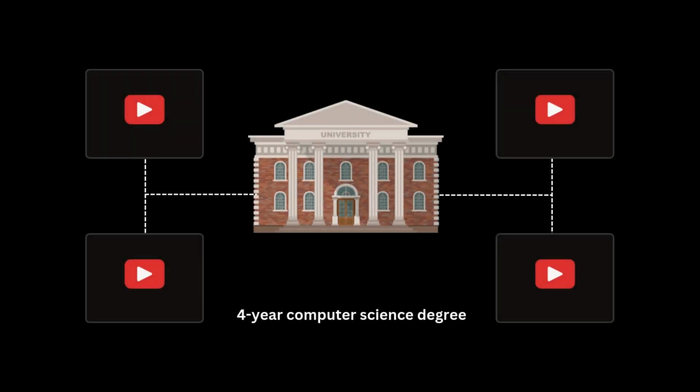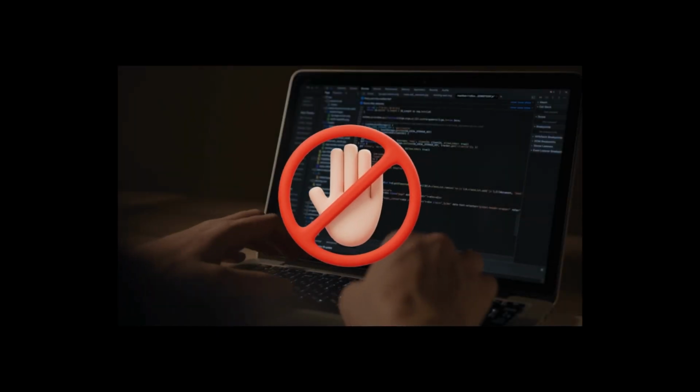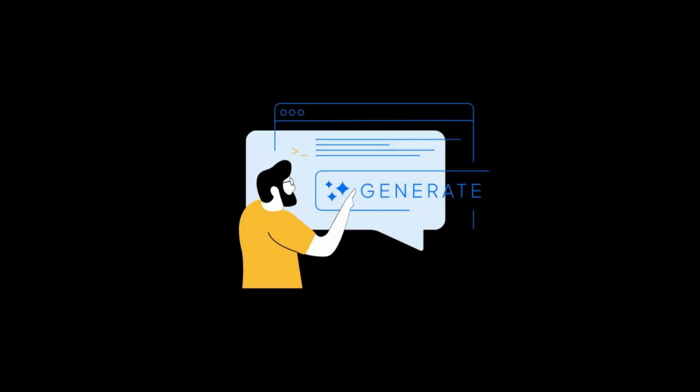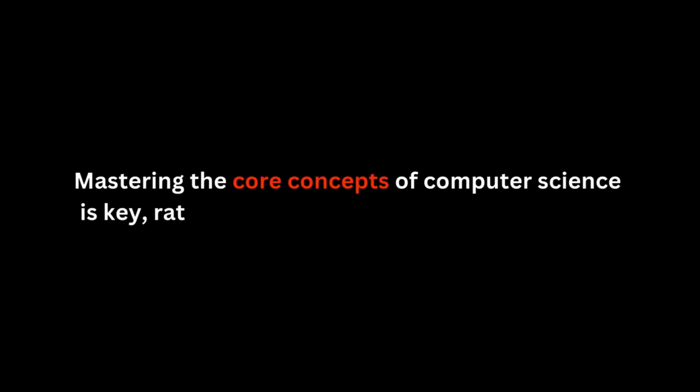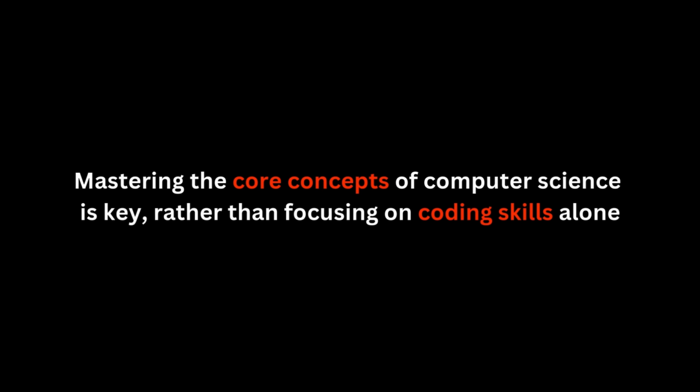We're condensing a whole 4-year computer science degree into a 6-month course. These days, with AI, you don't need to code everything yourself. What's more important is knowing how to instruct AI to code for you. That's why mastering the core concepts of computer science is key, rather than focusing on coding skills alone.